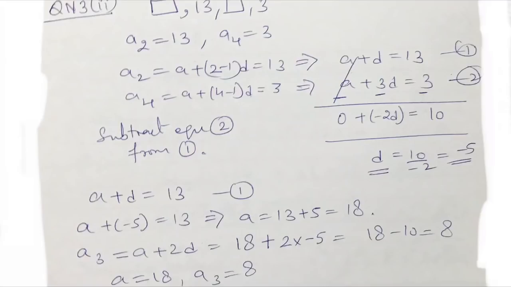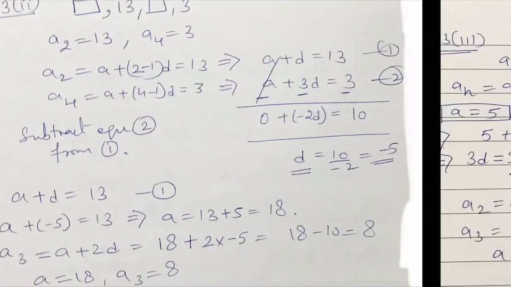Now let us put the value of a and d in the third term. What is the third term? A plus 2d. Now a is 18 plus 2 into d, which is minus 5. So it is 18 minus 10, which is equal to 8. So the first term is 18 and the third term is 8.